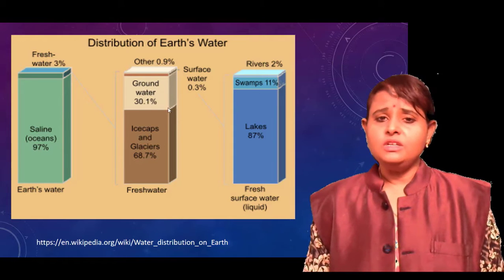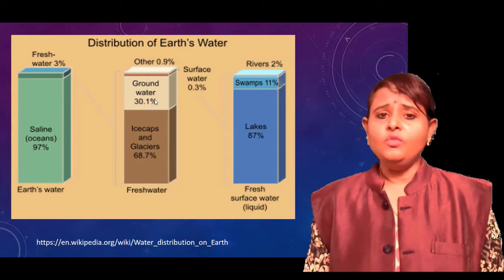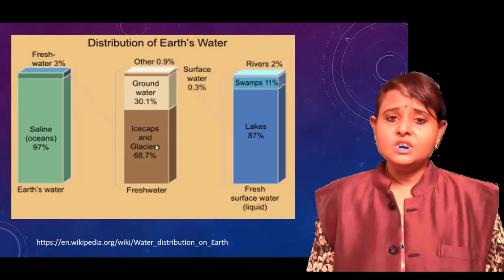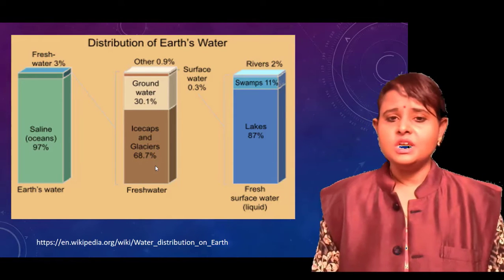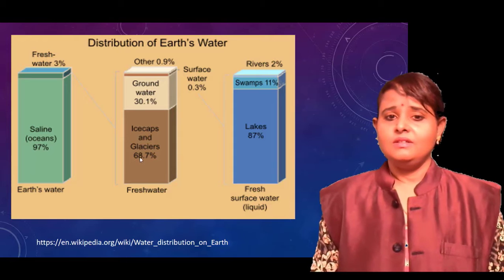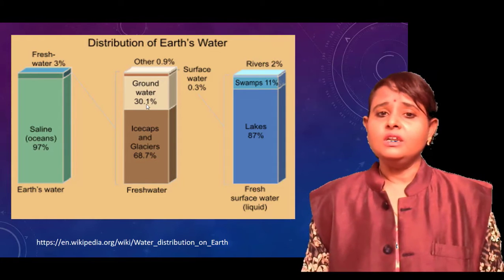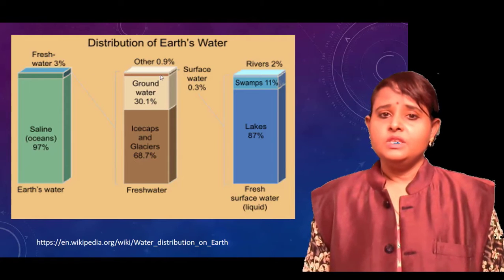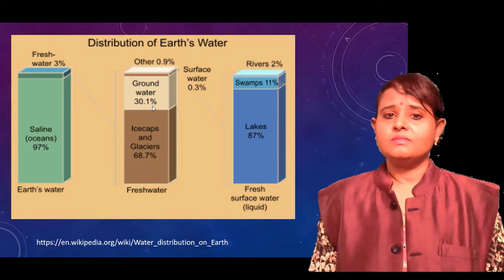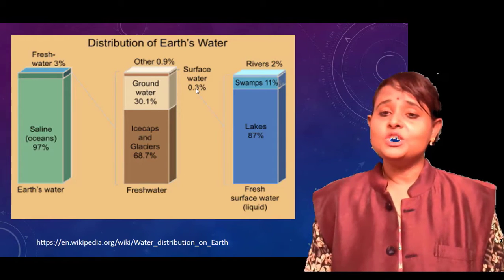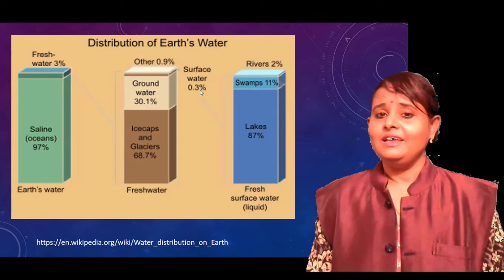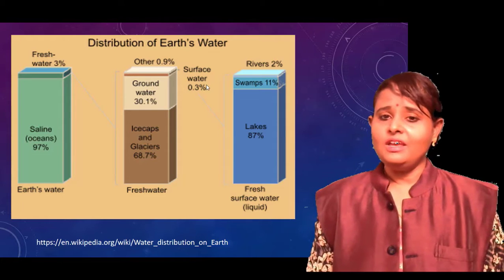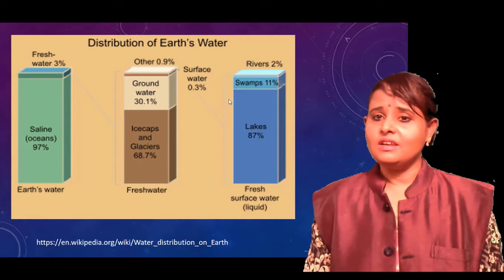how it is distributed: you can see groundwater 30.1%, ice caps and glaciers 68.7%. Okay, the groundwater is only 30.1%. I am talking about fresh water and how it is distributed. 0.9% other. Surface water how much? 0.3%. See, the percentage of surface water is very small. How this surface water is distributed you can see here.